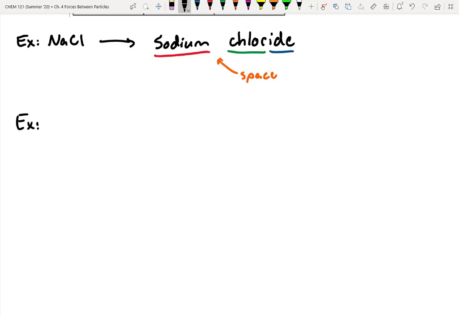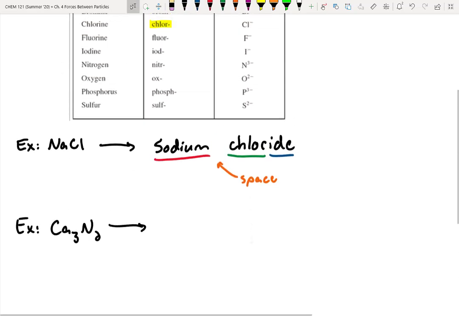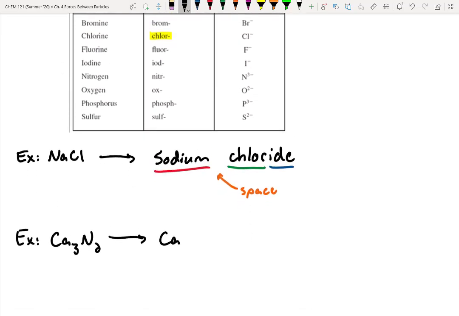All right, let's do calcium with 3 of them and nitrogen with 2 of them. So it's Ca3N2. And let's come up with the name for this. So Ca, like I said, is just calcium. So that's our metal. Our cations always go first. And then we're going to have a space. And then we want to include the nitrogen nonmetal stem, which in this case is just going to be NITR. And then we want the IDE suffix.